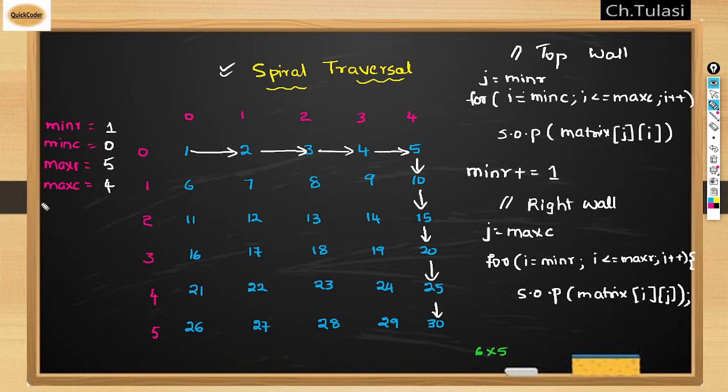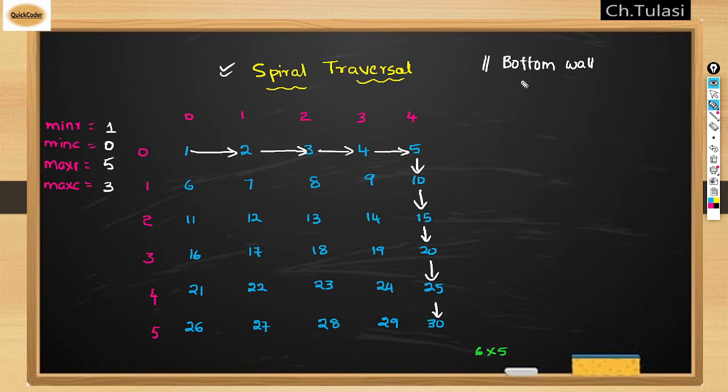So I will decrement my max column by 1. So my max column will be now 3. So up to 0 to 3. That's it, because it is already computed. Now let me erase this and let me compute this bottom wall and also the left wall. Okay, give me 1 second.